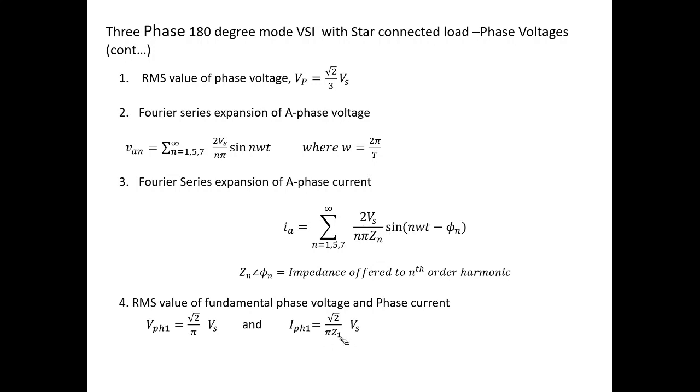Similarly for phase current, we know it is sinusoidal, so its RMS value is equal to peak value by root 2. Power absorbed by the 3-phase load corresponding to the fundamental component, only the fundamental component if you consider, is equal to 3 into phase voltage into phase current into the cosine of the phase angle difference between phase voltage and phase current corresponding to the fundamental component. So this is about the phase quantities.